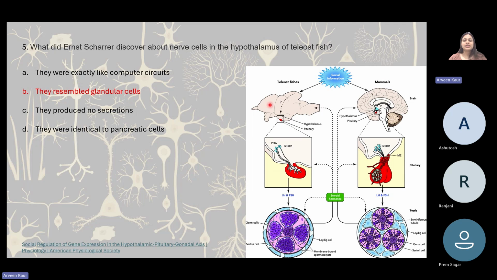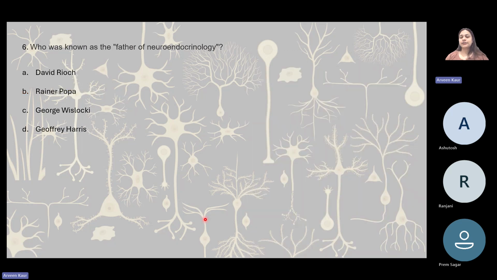Over here, what you can see is the brain of the teleost fish, while this is the brain of mammals, even in humans. This part particularly is glandular and it secretes hormones. It is the hypothalamus and pituitary, which have also been labeled over here. And you can see how it resembles pancreatic cells that secrete the hormone or gastric cells that secrete the hormone. So it is very glandular in structure. That is what was identified in the teleost fish.